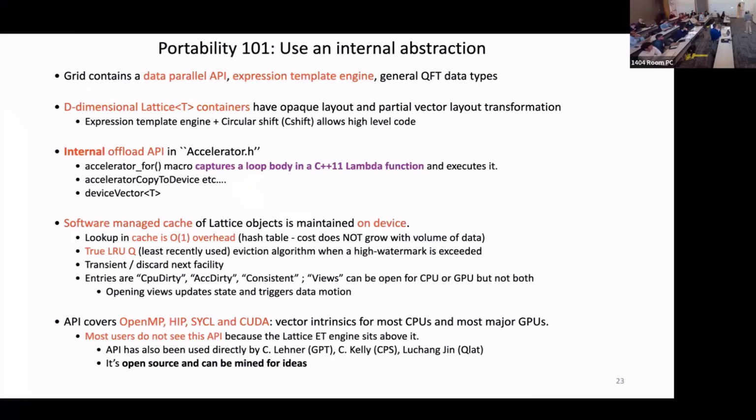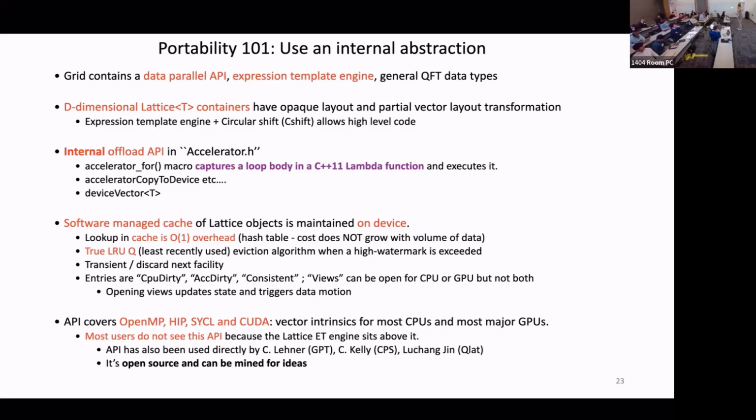Okay, so this is how we hide it. Portability 101: you use an internal abstraction. So we have d-dimensional lattice containers. These have an opaque layout. You don't get to see the transformation. You're not allowed to peek, if you're using the interface as intended, and it has this partial layout transformation that depends on the architecture. There's a special template engine, the C shift, that allows us to write high-level code for the most part. I have an internal offload API in something I call accelerator.h.